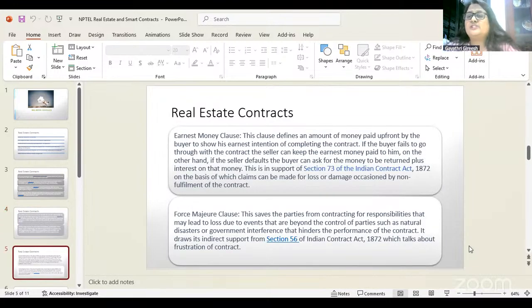Now, these are also general. If you look into Section 73 of the Indian Contract Act, there is the earnest money clause.